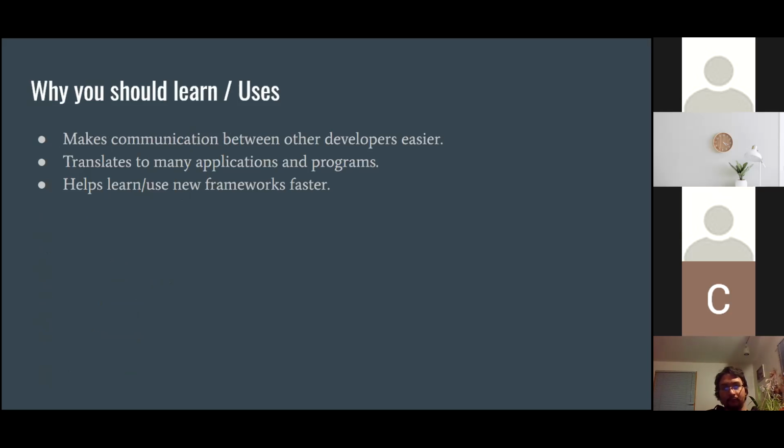So why you should learn design patterns and the uses of it is it makes communication between developers easier. If you run into a problem, there's probably a design pattern you could use no matter what language you're using or framework. Like I said, it translates to many applications and programs, and it makes it easier to learn new frameworks faster.